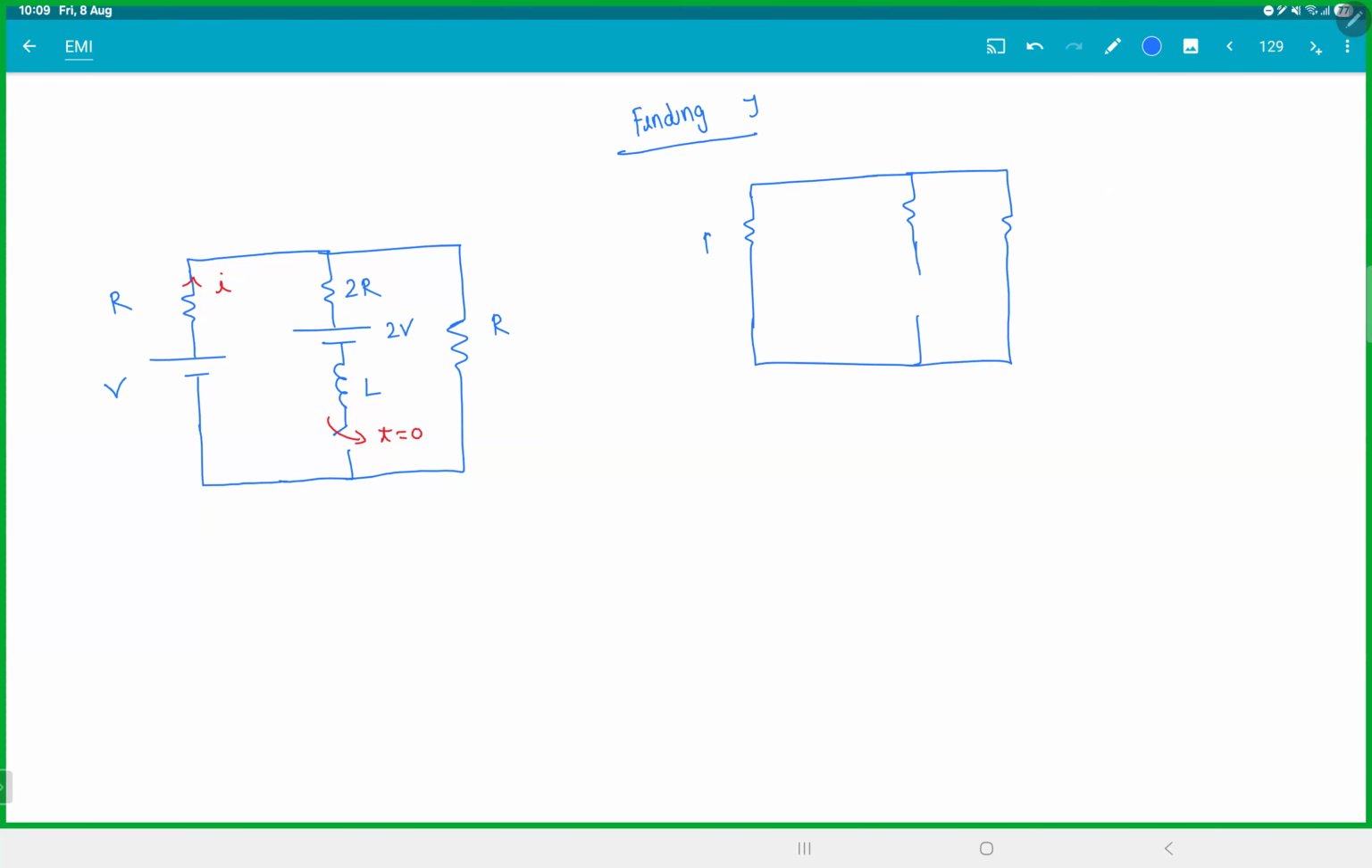This is R. This is 2R. This is R. These are in parallel, so R by 2. R equivalent will be 5R by 2. Tau will be 12 by 5R.